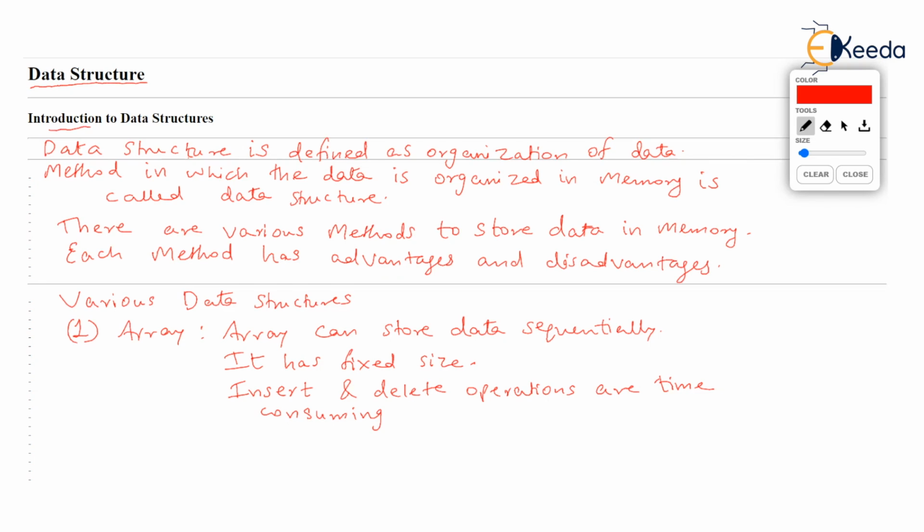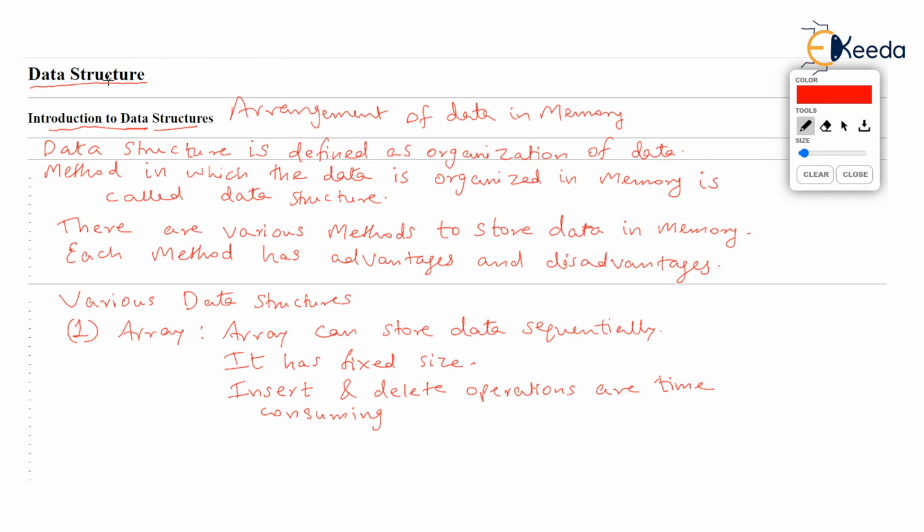First of all, what do you mean by data structure? These two words, data and structure, what does it mean? See, the definition is very easy. What you say is a data structure is the arrangement of data. The arrangement of data in memory is called data structure.